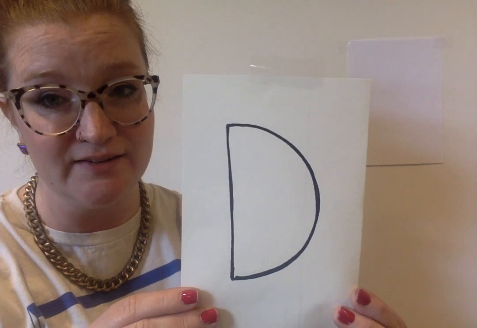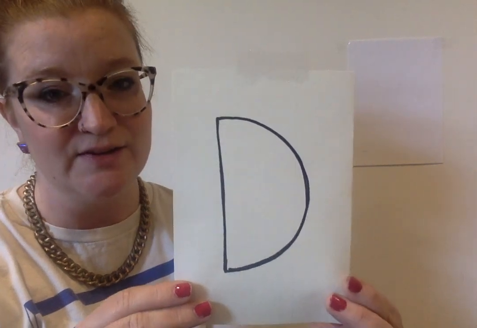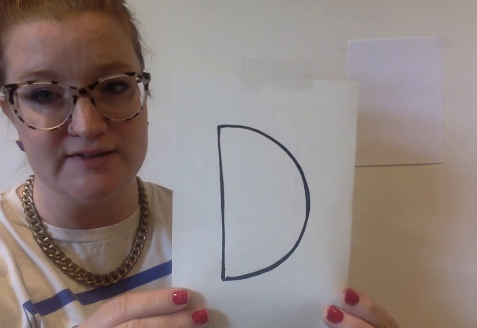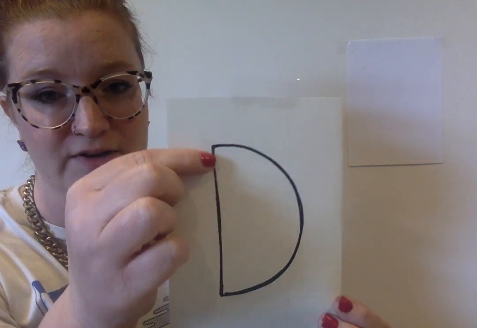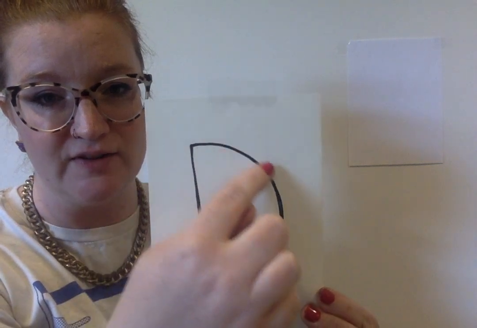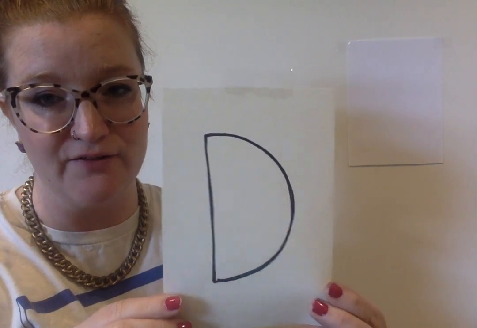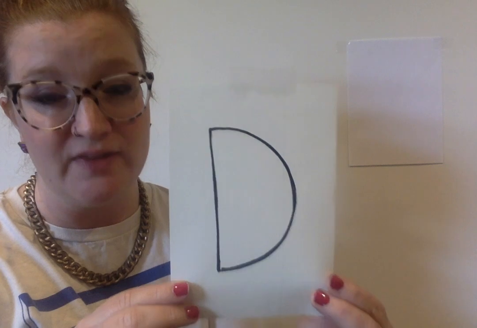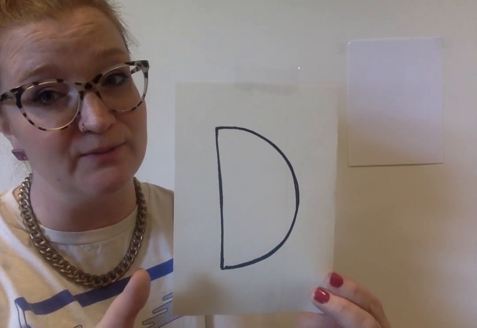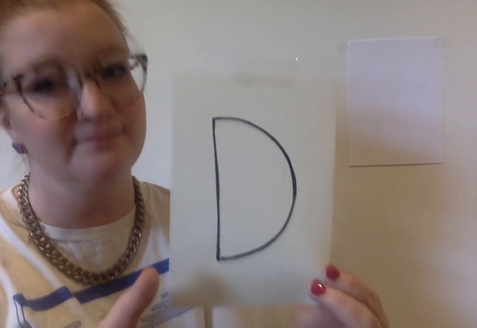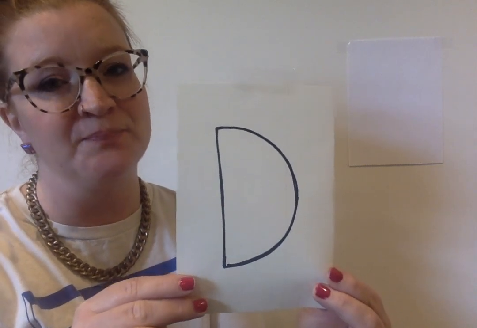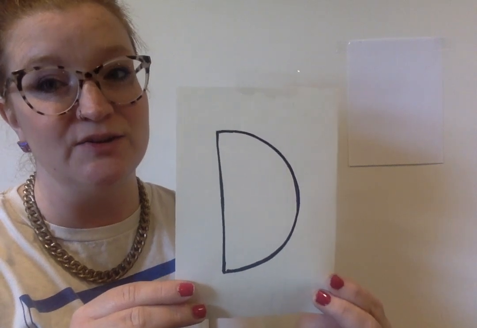What letter is it? D. So this is letter D. This is uppercase D. It has one straight line going down and then a curvy line going around and connecting that first line. So this is letter D. Now it's your turn to say it. What letter is it? That's right, letter D. Let's try that one more time. This is letter D. You say the letter now.